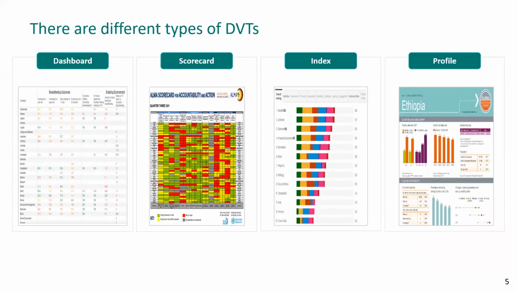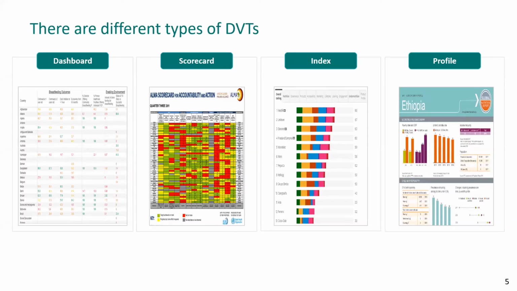But dashboards are, of course, not the only DVT tools that are out there. In addition to dashboards, what you can see on the screen, there are scorecards, indices, and profiles. And all of these four DVTs can be largely classified into three main categories, corresponding to different goals, audiences, and the decisions that they are trying to affect.